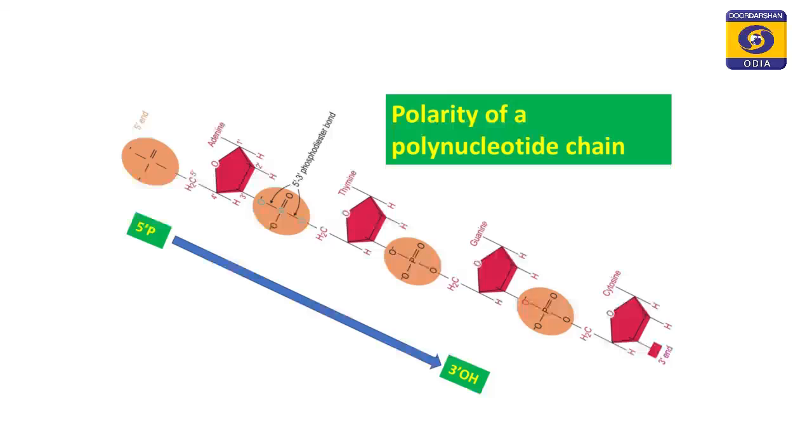So, one terminus has 5' P, the other terminus has 3' OH. Therefore, this polynucleotide is a polar structure, a polar chain, as the two termini are different, and always the arrowhead is at the 3' OH end, because it is the growing end. We will see that during DNA replication new nucleotides are added at this 3' OH end.